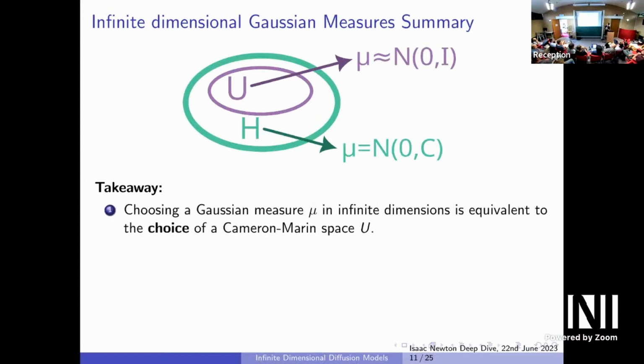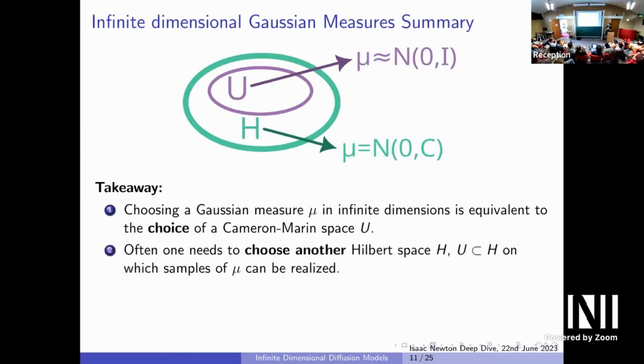Okay, so choosing a Gaussian measure is equivalent to choosing a space on which you want to have the standard normal distribution. And then often for mathematical analysis, one needs to choose the larger Hilbert space on which things take place, on which you then have a norm to measure distances.